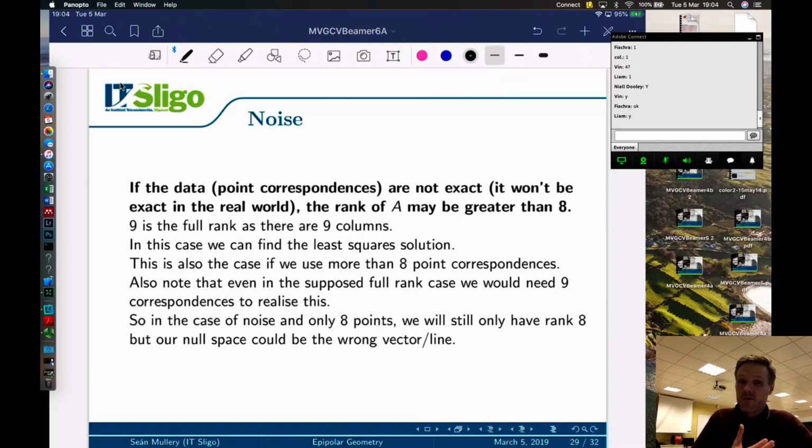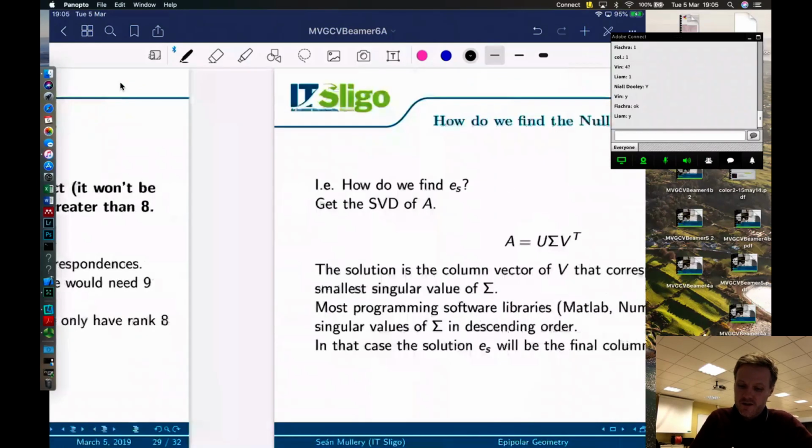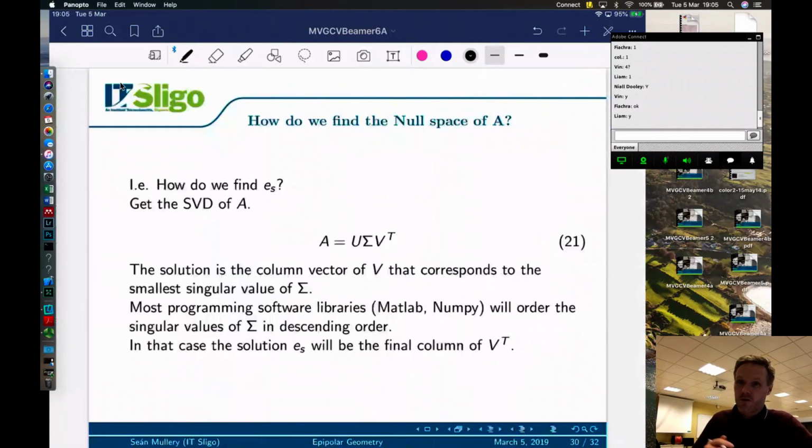But also note that even in the supposed full rank case, where we have a 9 by 9 matrix or more, we would need 9 correspondences in order to realize this. So we'd need a 9th one in order to do it. In the case of noise and only 8 points, we will still only have rank 8, but our null space could be the wrong vector or the wrong line. In other words, it could send us wrong by doing that. That said, the first point is the most important one, which is that noise can screw up our null space and means that we don't find a vector in that null space.